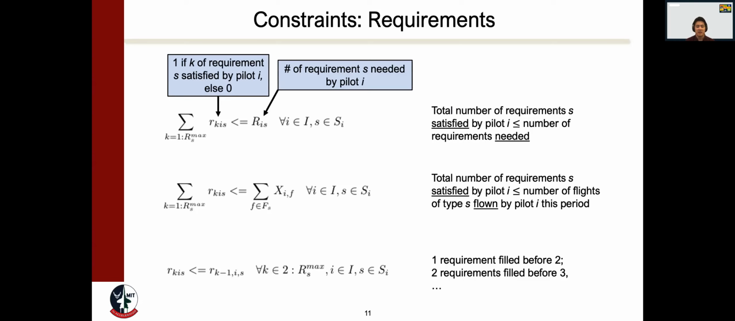Finally, we have a constraint that helps define the order for which the R variables are set to 1. If 2 requirements are fulfilled in this time period, then that means 1 requirement also has been fulfilled. In variable notation, this means that if R sub 2 is 1, then R sub 1 also must be 1.